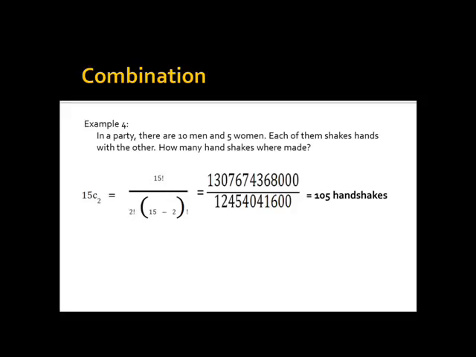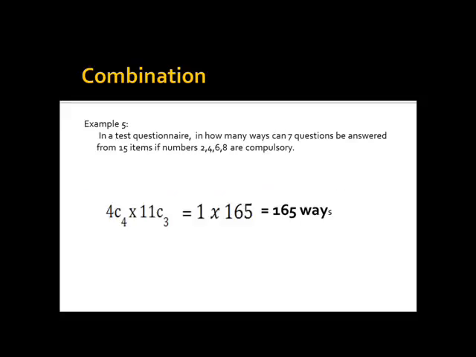Example 4. In a party, there are 10 men and 5 women. Each of them shakes hands with the other. How many handshakes were made? In this problem, there are 15 elements. Since there are 10 men and 5 women, we are going to add them because they are all in one party. So, it will be 15. And there are 2 because in each handshake, there are only 2 people involved. So, the formula will be 15C2 is equal to 15 factorial over 2 factorial quantity 15 minus 2 factorial, which is equal to 105. So, there are 105 handshakes.